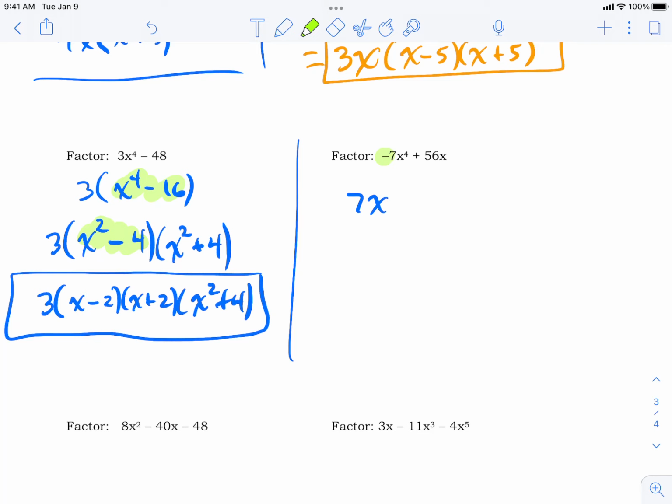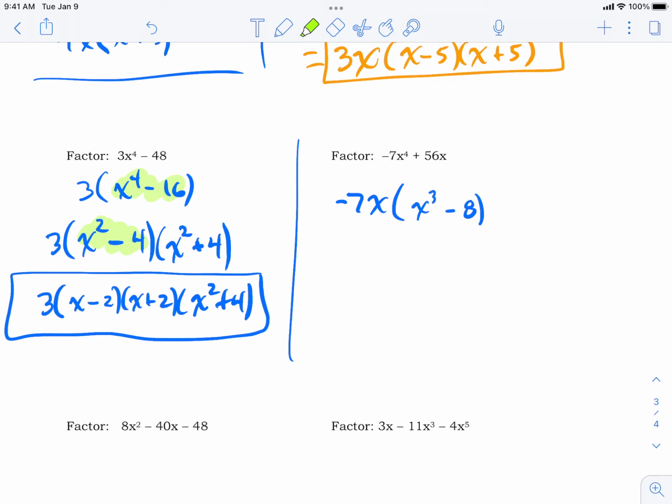It always makes me a little squeamish to have a negative in the front, but that's okay. What we can do is we can pull out a negative 7x. Let's make that negative go a little higher. A negative 7x. So if I pull out a negative 7x from both terms, what does that leave me? Well, if I think of dividing, I'll be left with an x cubed. If I were to divide by negative 7x here, I'll be left with a minus 8. So negative 7x can be pulled out to the front, leaving an x cubed minus 8.